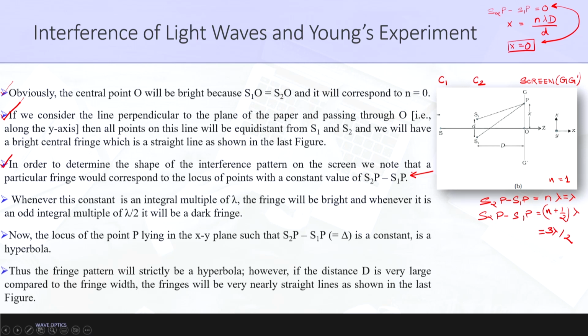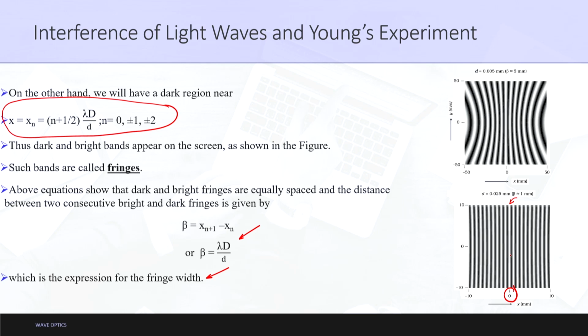That means we can take any random point. Let's say I take this point as random. Whenever we try to calculate here, the points we get always lie on a straight line, hence we find a fringe in a straight line. I took this point as P, then this point as P, then this point, similarly this point. Whenever I find the distance S2P minus S1P, it always comes out equal to 0.